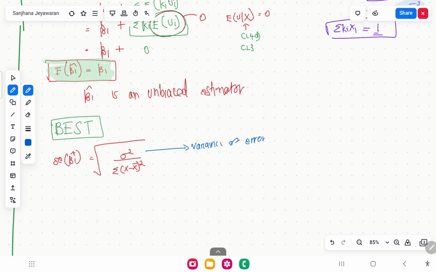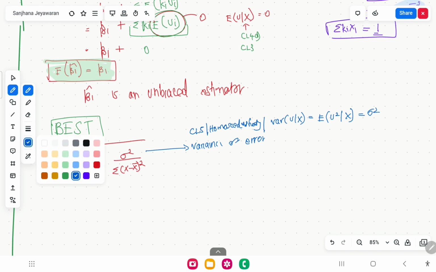How did the variance of error become equal to sigma square? Remember, in CL5, we talk about homoscedasticity. If you look at that part of the video, we mentioned that the variance of the error term given x values is equal to the expectation of u square given x, which is actually sigma square. Why do we put a sigma square over there? Because we say the variance of the error terms is a constant value.